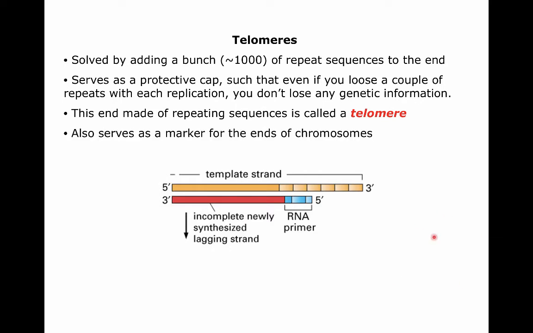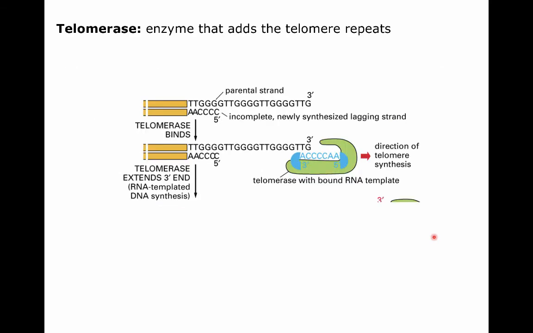The telomere also allows the cell to determine if the chromosome is still intact, because if it breaks in the middle, then those middle ends don't have telomere sequences, so the cell knows that that's a broken chromosome. So the telomere also marks a chromosome as this is the end, this is what it's supposed to look like.